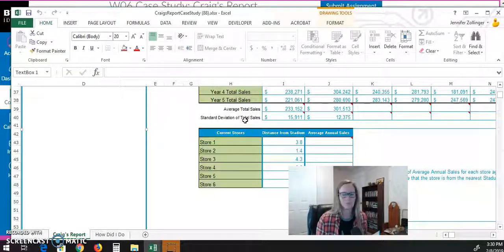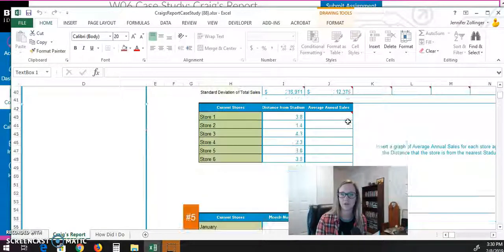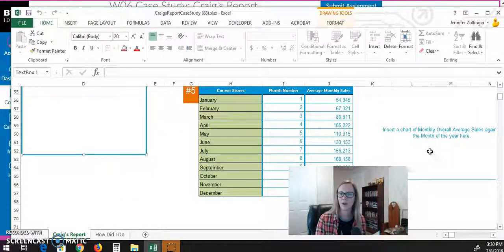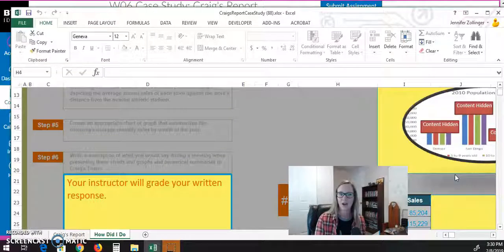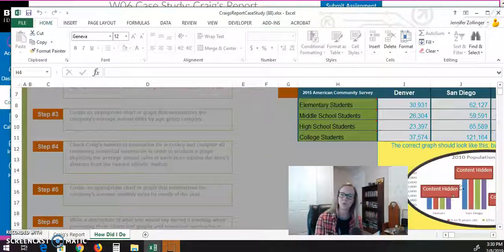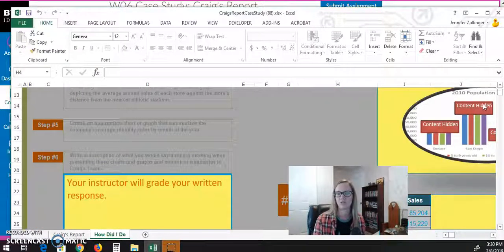Make sure you're using those built-in formulas, which makes that super easy to do. Then fill in the sales and make another graph here and another chart over here. Like I say, lots of charts and graphs in this one. Again, we have the how did I do page right here where you can check how you're doing. But keep in mind, this only checks these calculations and that the data is entered correctly. It won't check your charts and graphs. Those I'll have to take a look at and make sure those are good. So make sure you get all of the charts in there that are required.